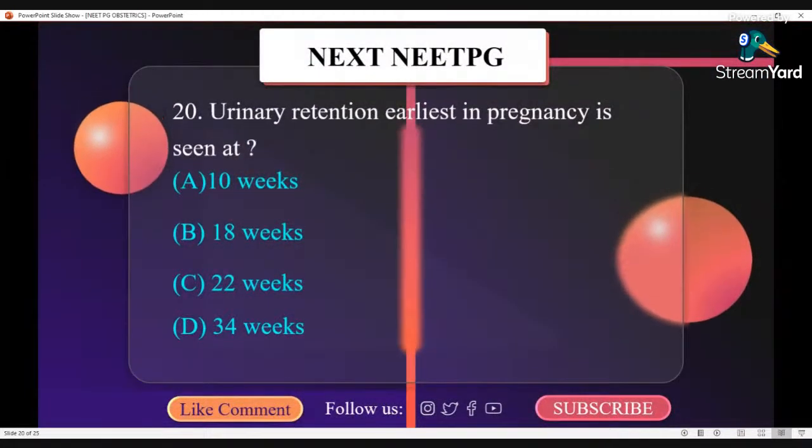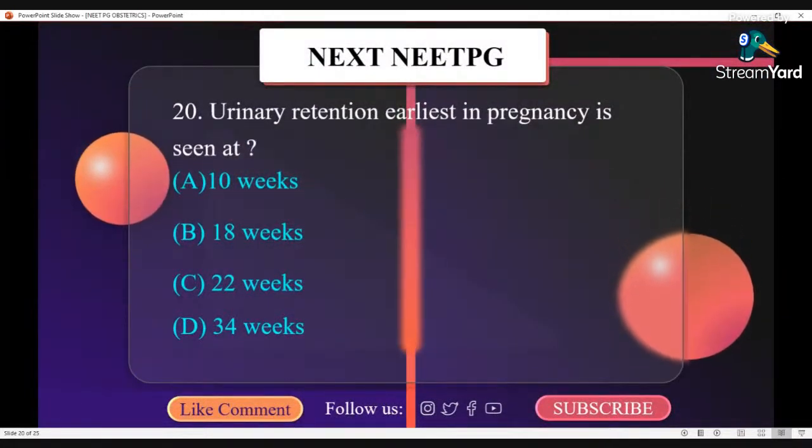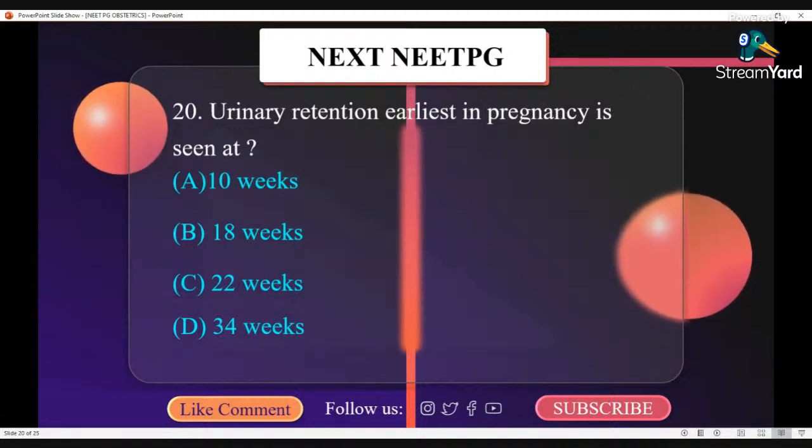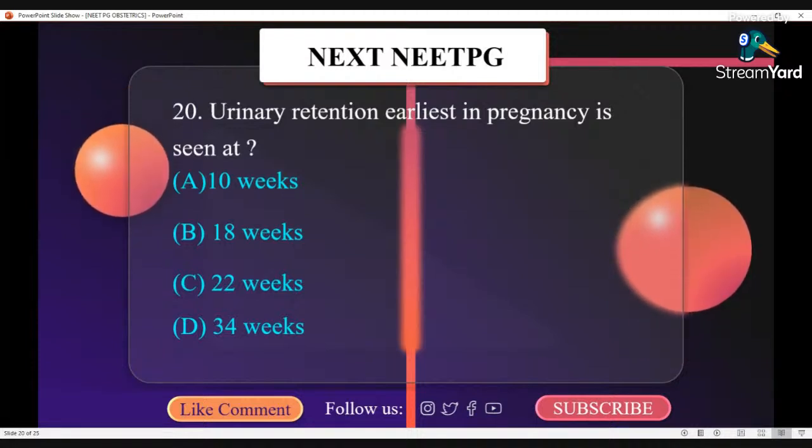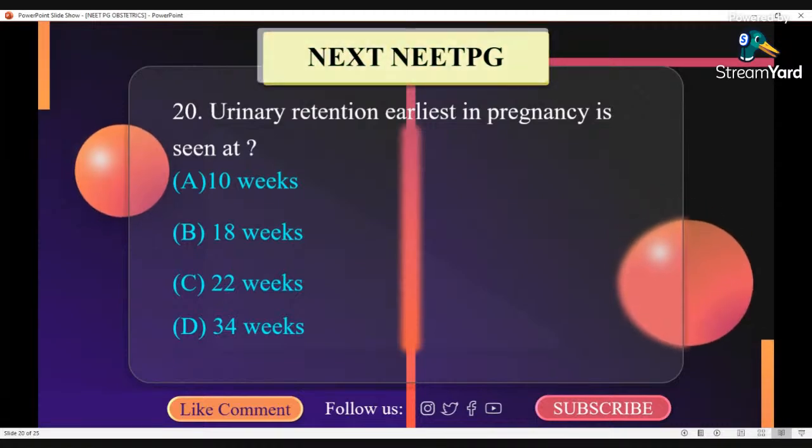Urinary retention earliest in pregnancy is seen at A. 10 weeks, B. 18 weeks, C. 22 weeks, D. 34 weeks. The correct option is A. 10 weeks.